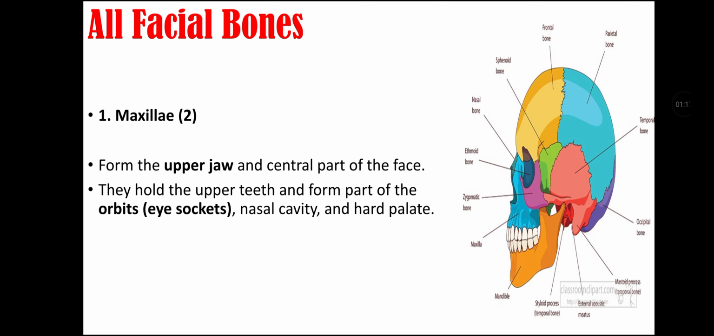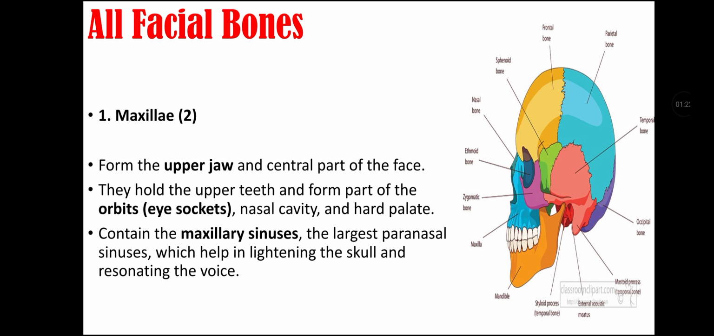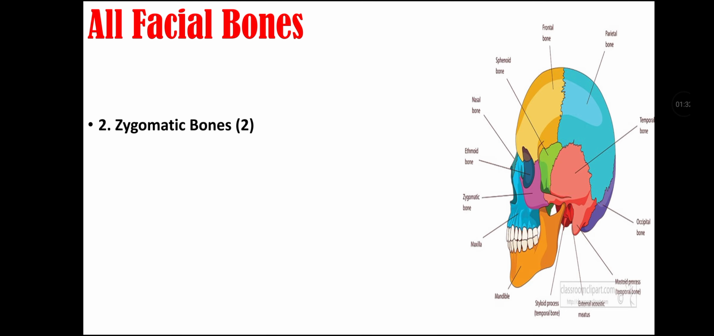They hold the upper teeth and form part of the orbits, nasal cavity and hard palate. They contain the maxillary sinuses that are the largest paranasal sinuses which help in lightening the skull and resonating the voice. Next facial bone we have is the zygomatic bone.